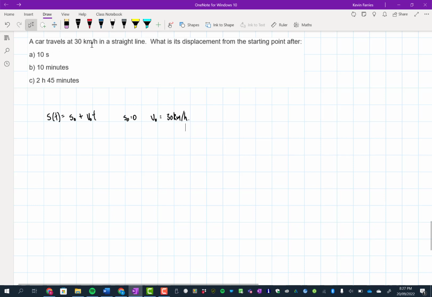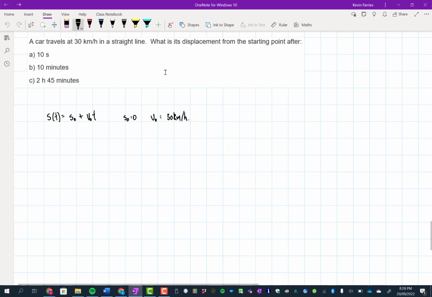So we could either change this into hours. This 10 seconds, we could write as a fraction of an hour or a decimal of an hour. But I think in this case, it's going to be better if we just change this to meters per second, and then we'll just times it by 10 seconds. So let's just do that.